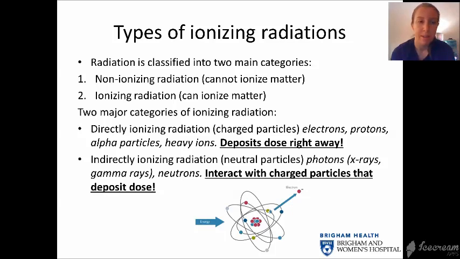One is the directly ionizing radiation, which is basically due to charged particles, the Coulomb interaction. So this involves electrons, protons, alpha particles, heavy ions, and these basically deposit their dose right away. Then there's indirect ionizing radiation, which is neutral particles, so particles that don't have a charge. And that includes photons, which can be X-rays or gamma rays, and neutrons. And basically they interact with charged particles that deposit their dose. So in my diagram down here, I have a photon coming in to the atom, and it's basically kicking the electron out, therefore ionizing the atom.